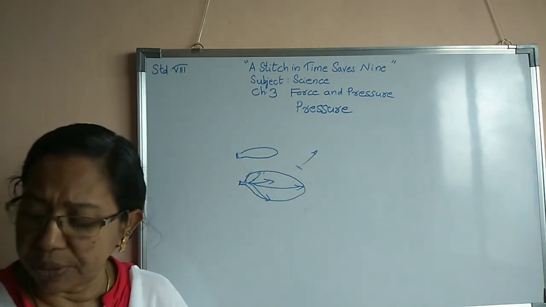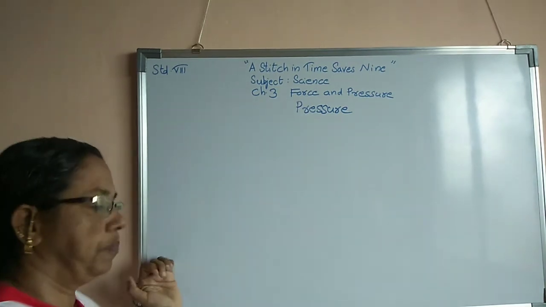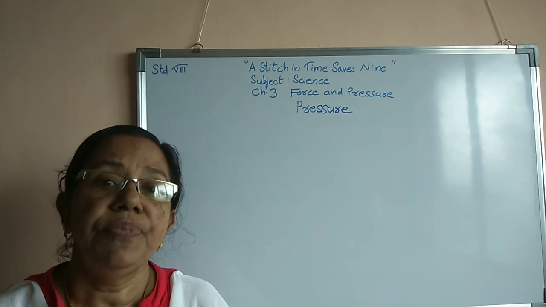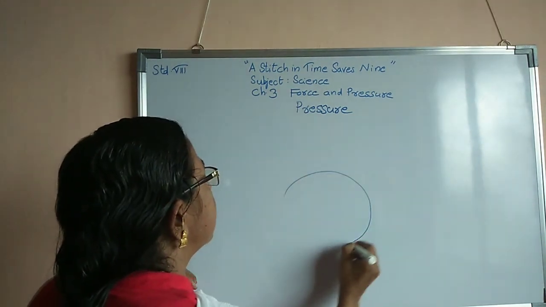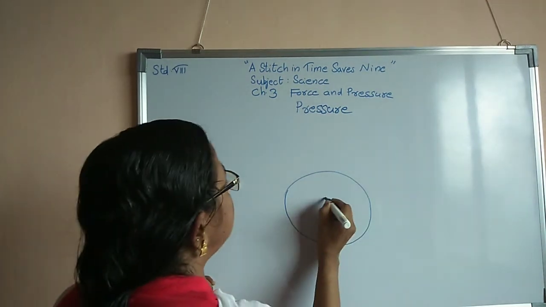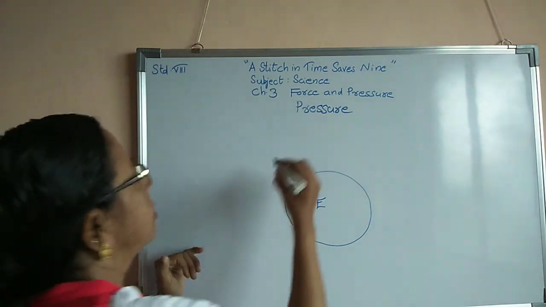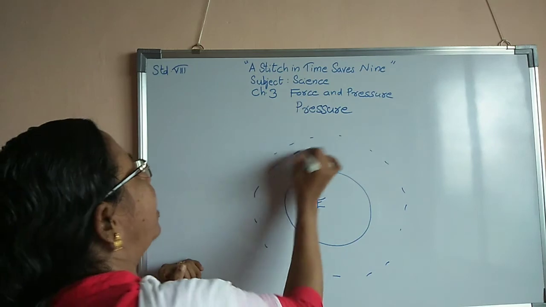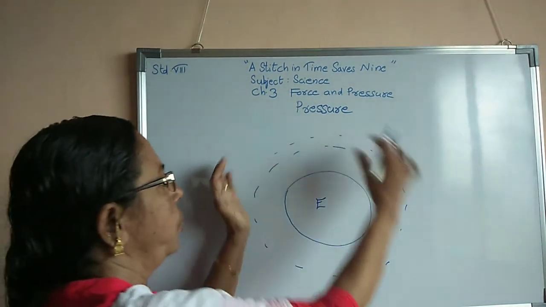Now we have to study air pressure in a little more detail. Around the earth, I am now drawing the earth here. This is our earth. Around the earth, there is a full atmosphere. What is meant by atmosphere? Atmosphere means the air around the earth.